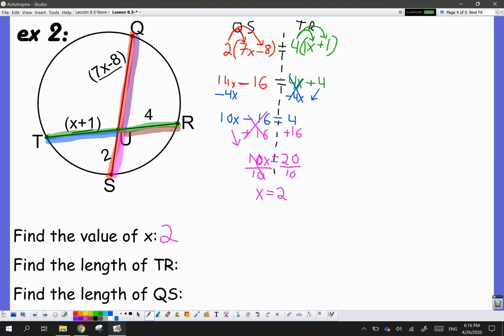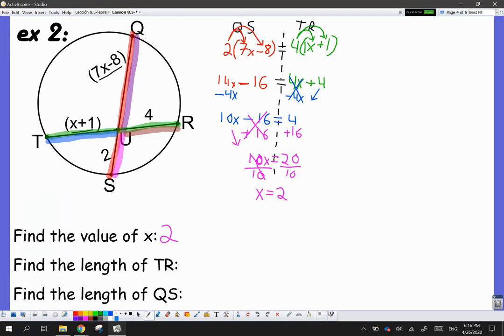The next thing we need to find is the length of TR. So remember, TR is the green chord that we highlighted here. And I want to find the length of that. I know that this part from R to U measures 4. But what I'm missing is the part that measures from T to U. I know that it's x plus 1. But I don't know what number that is.